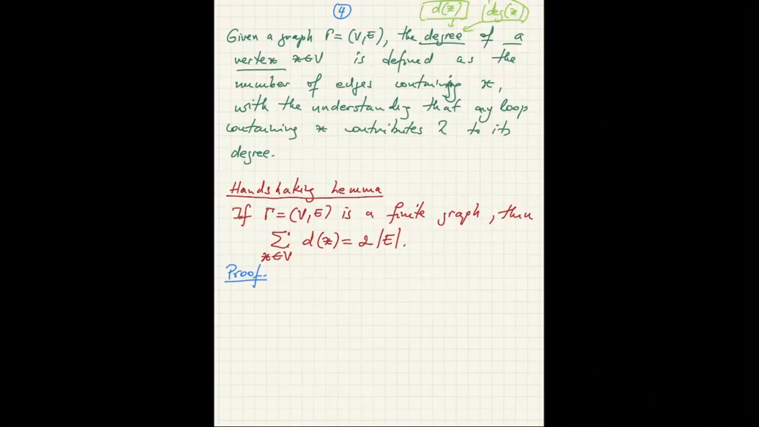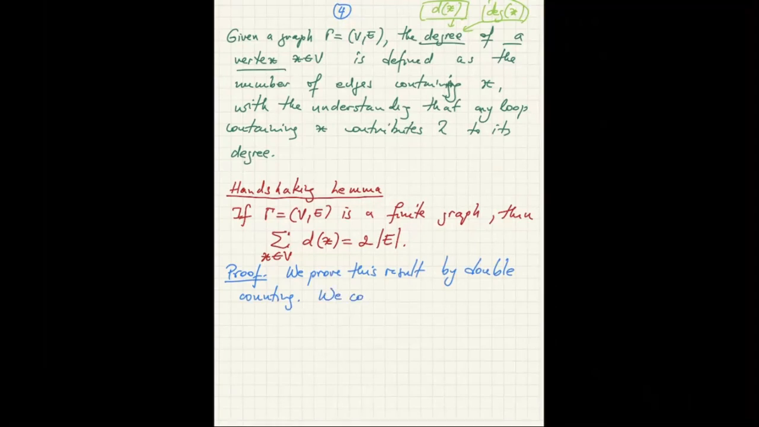So if you want to write it formally, the proof is: we prove this result by, essentially, what we did is a double counting. Double counting means summing up the entries of a matrix row by row and column by column.